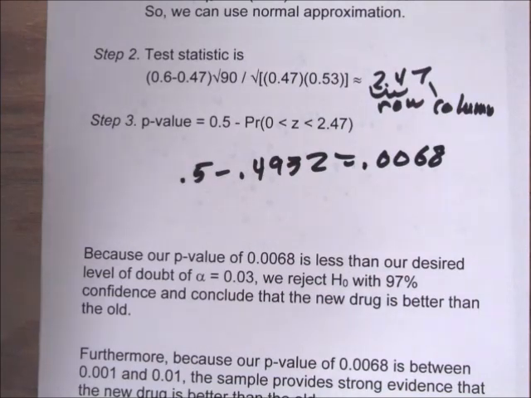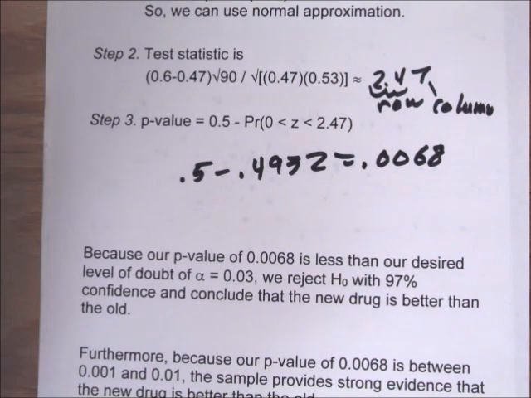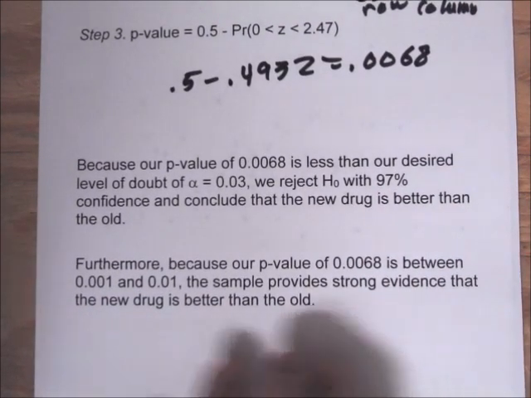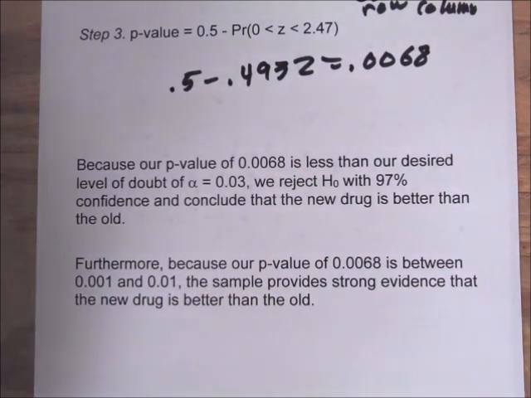And 0.0068 is less than 0.03. That's our value of alpha. So again, we reject H naught with 97% confidence, and conclude the new drug is better than the old. And also, because our p-value is between 0.001 and 0.01, the sample provides strong evidence.